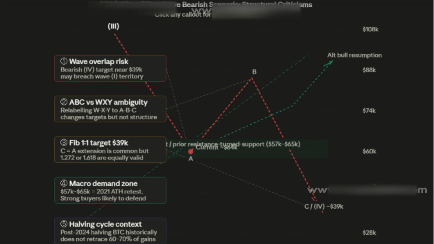The second point is the one-to-one Fibonacci target presented by the Claude AI model. Third point, that is the one-to-one Fibonacci target towards $39,000.